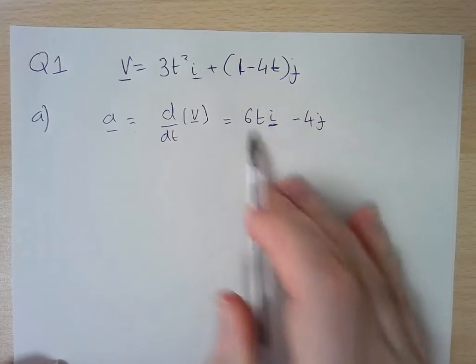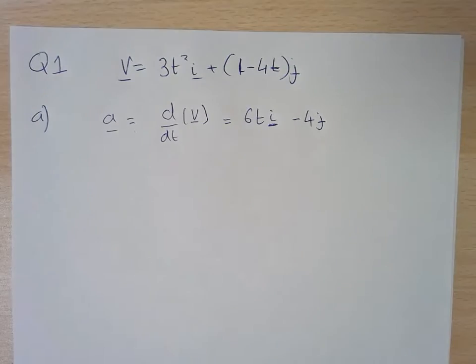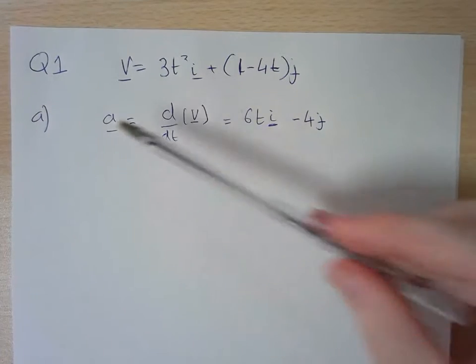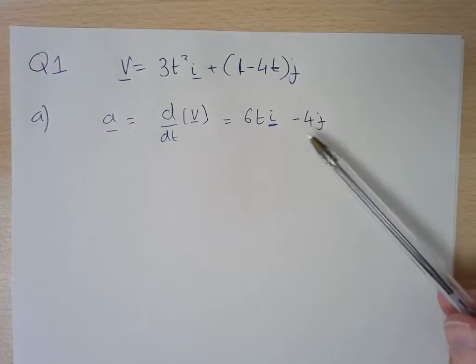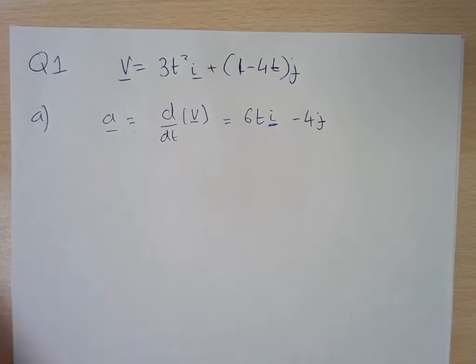So there is our acceleration. You'll notice this still depends on time. We've got some in the i component, some in the j component. Remember to underline these vector coefficients.